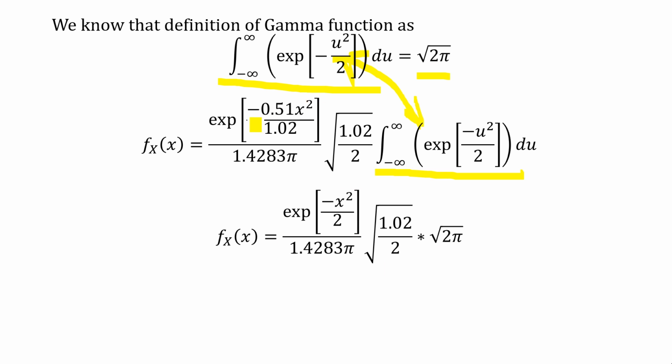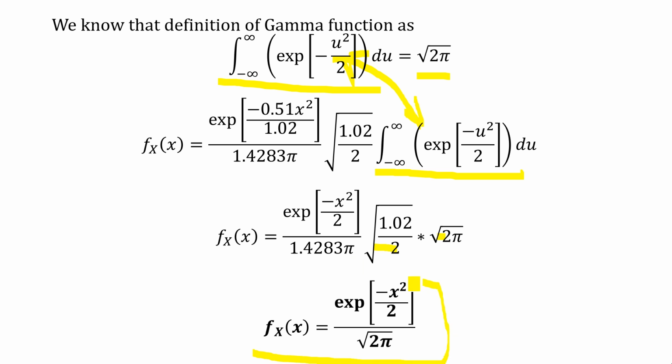Alright, do the simplification here. So minus 0.51 divided by 1.02 is 0.5. That can be written as 1 by 2. Here root 2 and root 2 are cancelled. Root pi divided by pi is root pi. 1.02 divided by 1.4283 gives a value of 0.7071. 1 divided by 0.7071 can be replaced by 1.414. That 1.414 can be written as root 2. Already we do find here a root pi. So that f x of x is calculated here. It is exponential minus x square by 2 divided by square root of 2 pi.